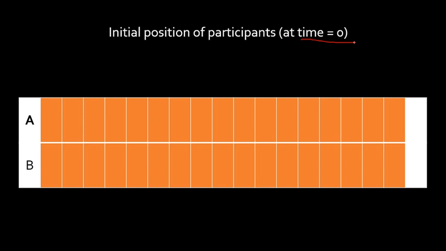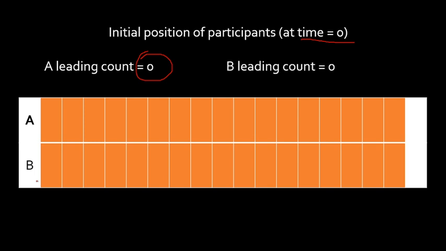Okay, so initially the game hasn't started. So initially A was leading 0 times, right? Since the game hasn't started, A's leading count is 0. And what about B? B's leading count is also 0. I hope I made it clear up to this point. Since we haven't started, both A and B, nobody is leading, so count is 0. Now what happens is same. For every 2 seconds we need to monitor.